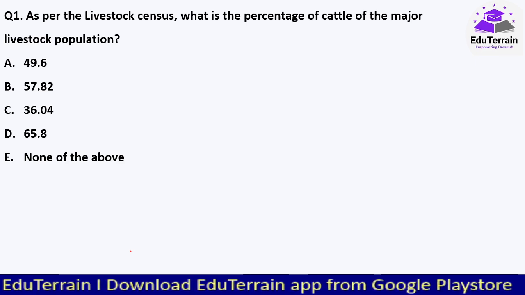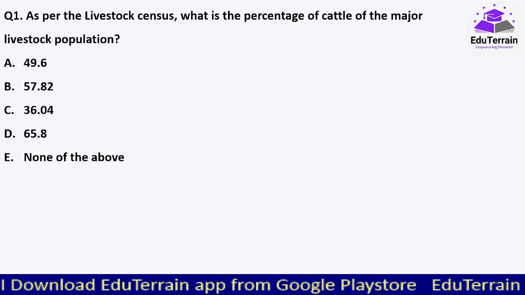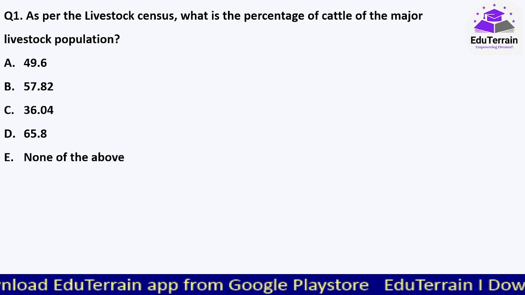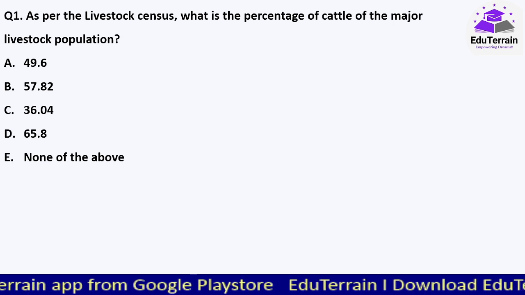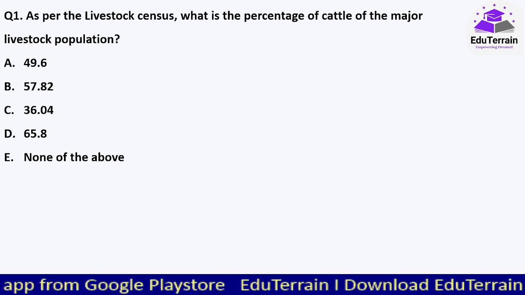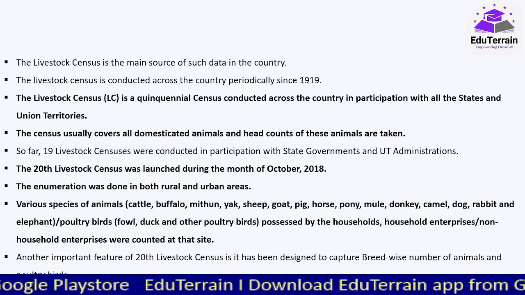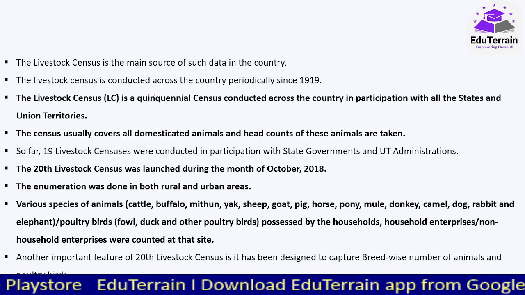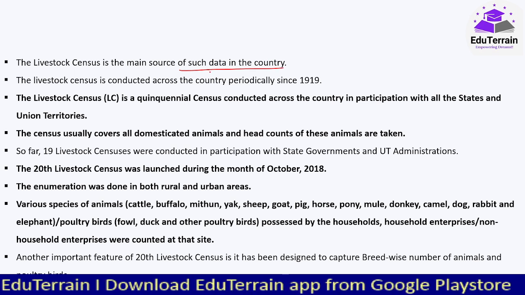Okay, so the first question, as per the livestock census, the latest livestock census, which is the 20th, released in 2019: what is the percentage of cattle of the major livestock population? When we look at the major livestock, it is 36.04%.